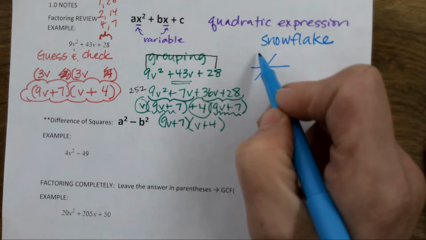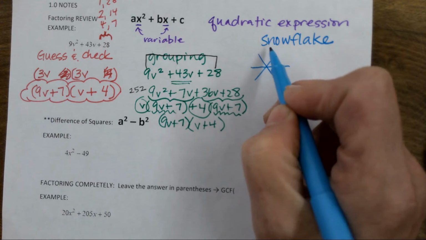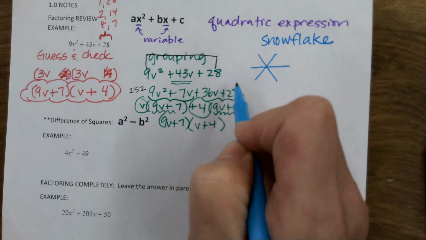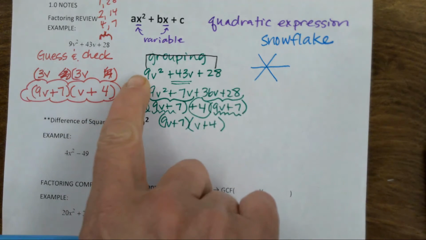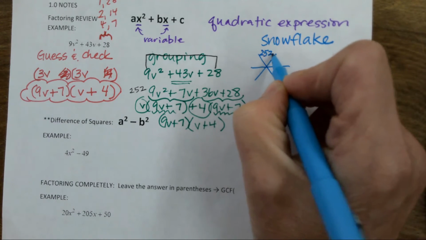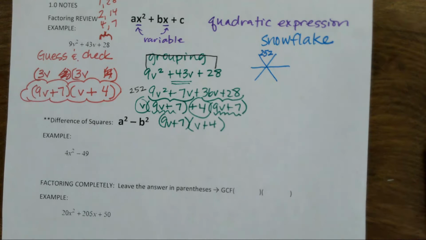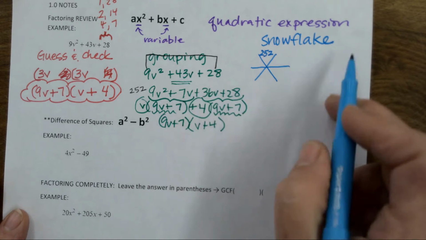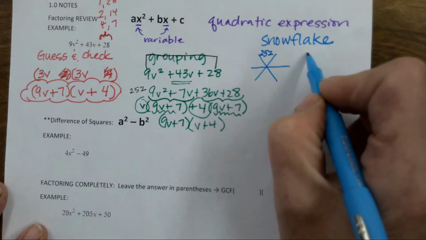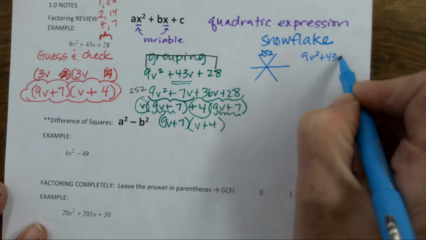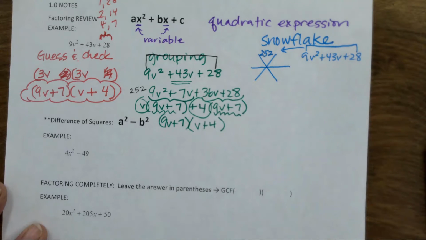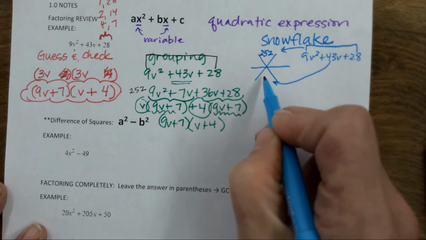Okay, and so up on the top, you write the front times the last number. So 9 times 28, that's that 252 that we looked at before. Does that ring a bell? Okay. So it's the front times the last again, that 252. And then I should write that down here, 9v squared plus 43v plus 28. That top comes from that product of those two. And then the bottom is the 43.